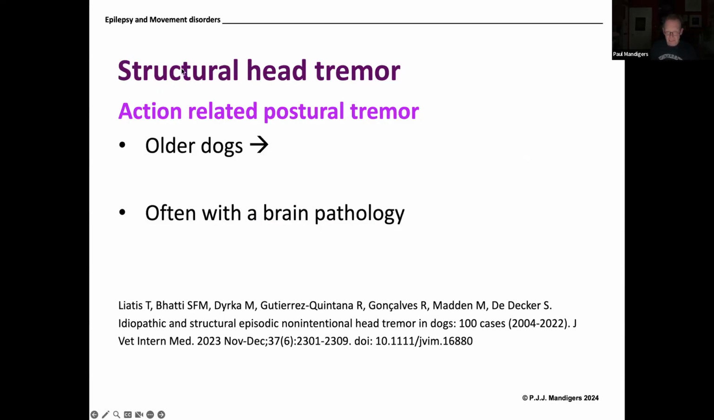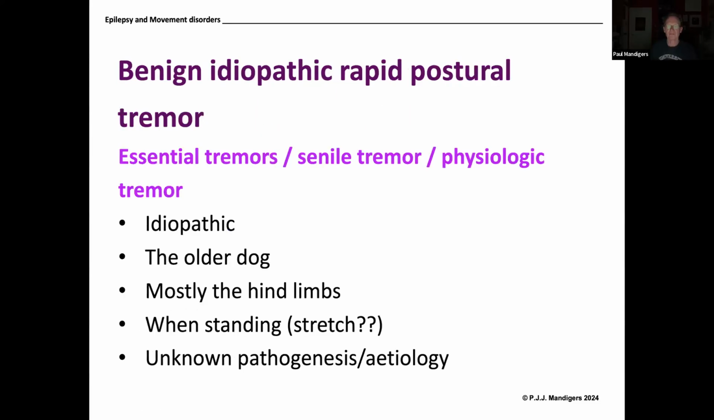The only thing is, let's say that a similar tremor exists in an older dog, then the advice is to perform at least some kinds of diagnostics, like for instance an MRI. Because recently I reviewed this paper and they described 100 cases with a tremor, and those dogs that were older, then in most cases they found something structural in the brain. And if it's a young dog, you often find nothing.